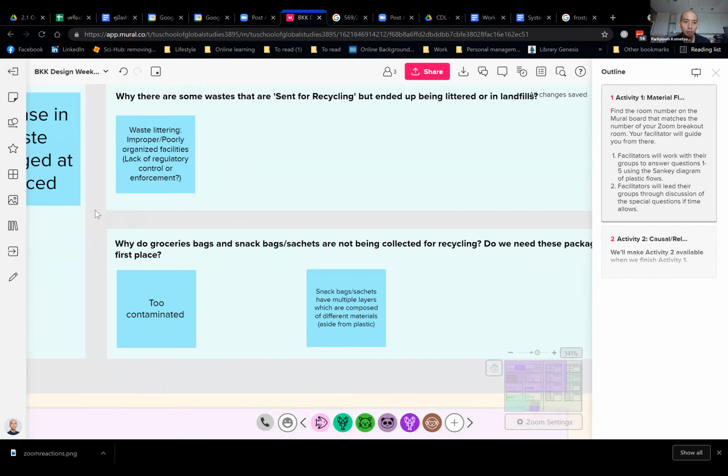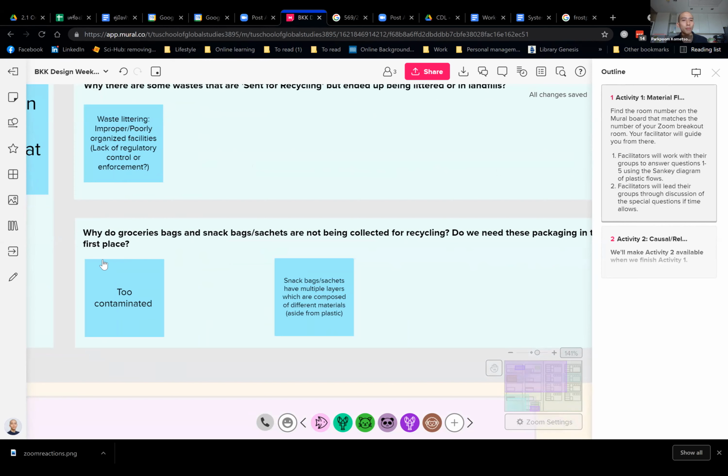And last but not least, for the special questions: why are grocery bags and snack bags or sachets not being collected for recycling? I think I already answered the first question. For the grocery bag, it's because it's very low in value and easily contaminated. But for snack bags and sachets, you might have noticed that there are multiple layers within the packaging. There's aluminum, there's plastics, everything is mixed up in there. It's very difficult to separate out for proper plastic pellet recycling.